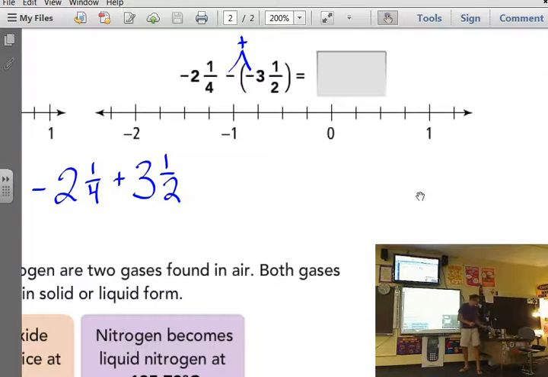Negative 2 and 1/4, or forget about the negative and think about it just as 2 and 1/4, because I know I can bring the negative along. You can always pass, by the way. I only called on you because I saw your phone. How do I take 2 and 1/4, make it improper?